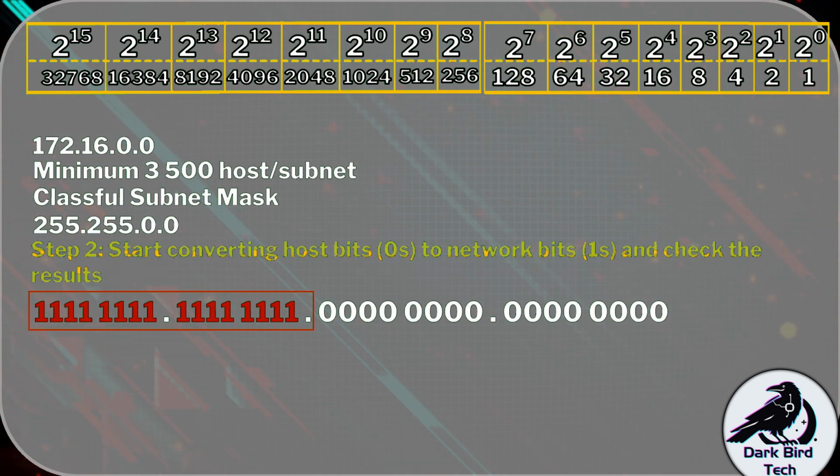Now for step 2, start converting host bits to network bits. In other words, zeros to ones, working from left to right, and we'll check the results as we go along.